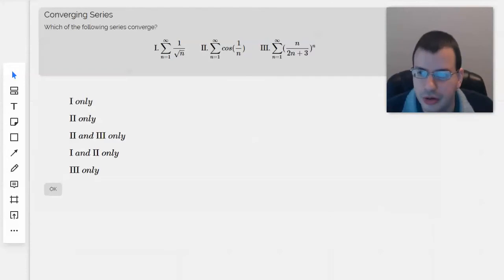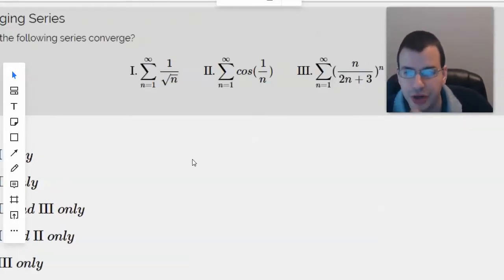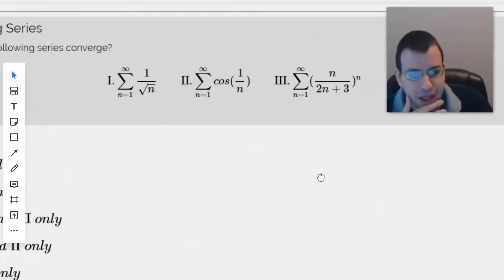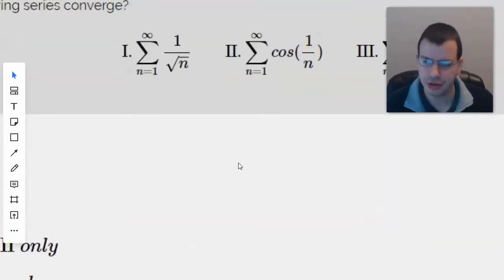Which of the following series converge? Okay, so it looks like we got 1 over square root of n. These all seem to go from 1 to infinity. Cosine of 1 over n and some sort of geometric power series. Maybe. Okay, start with the first one.